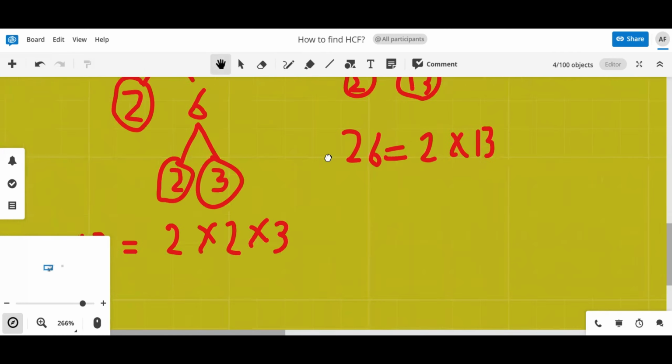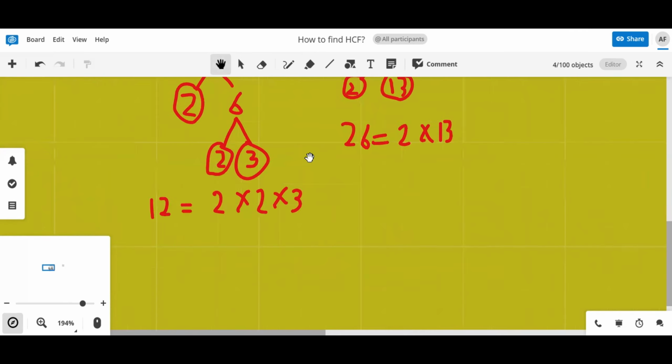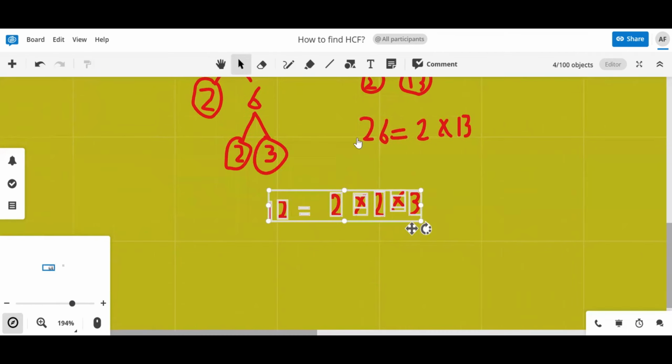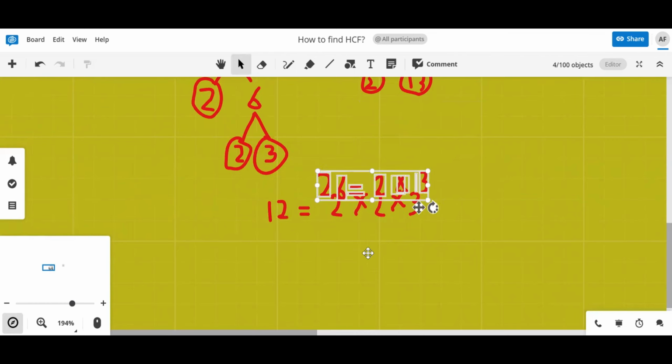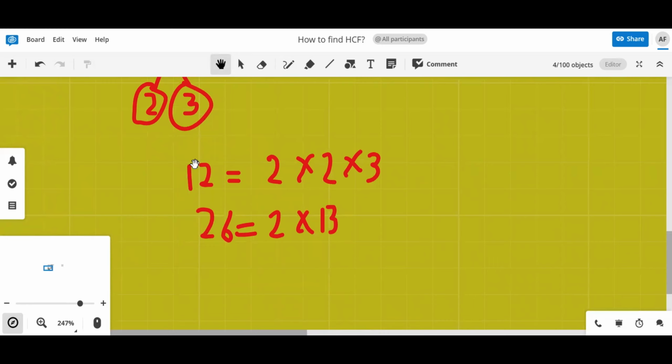If you have any question, you can write, I will give you the answer. Okay, so 12 and 26. Let me write both numbers in line form. Now let me find the common number. A number which is common between these two numbers will be our highest common factor. We can see that 2 is common, because it is a factor of 12 and it is also a factor of 26. So 2 is a common number.